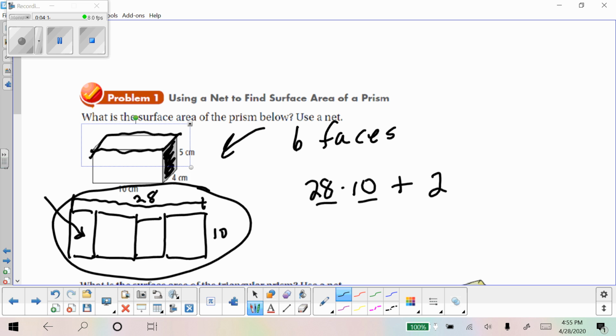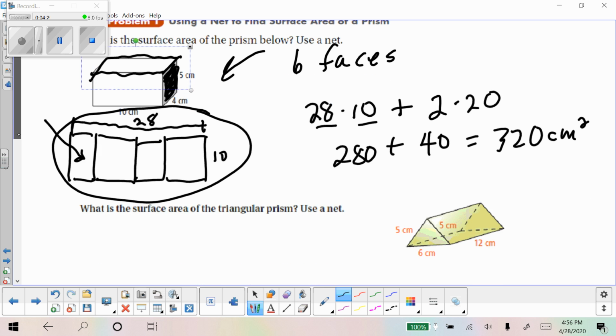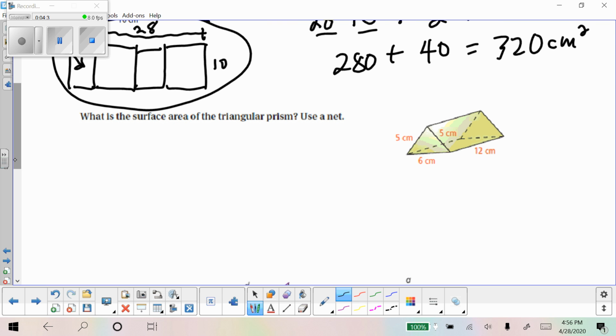Now remember, I thought of this as the base. So that is 5 times 4, which is 20. So we're going to get 280 plus 40 equals 320 square centimeters. All right, so give that a shot. Find the lateral area, which are these 3 faces, and then add the 2 bases to that.